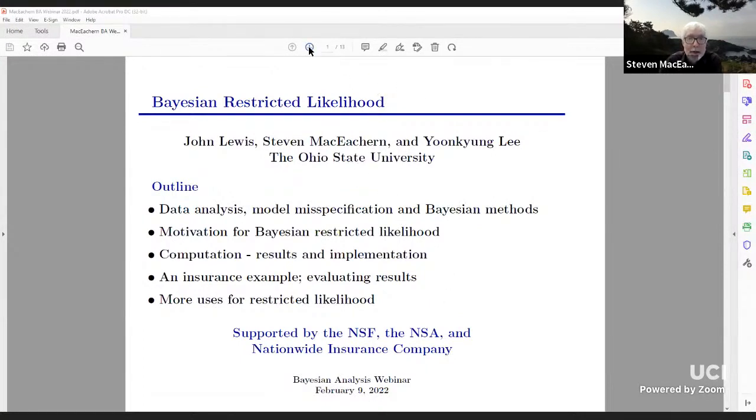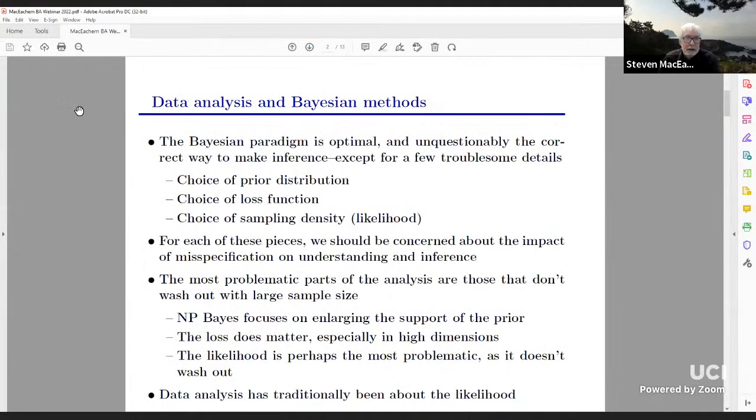The work really began when we were trying to think about data analysis and how to really do data analysis if you're a Bayesian, which I think is of course one of the big challenges that we all face when we're trying to do practical statistics and really use things.